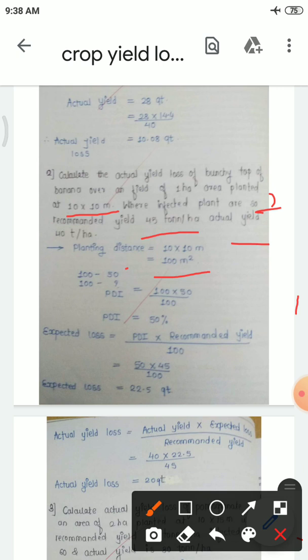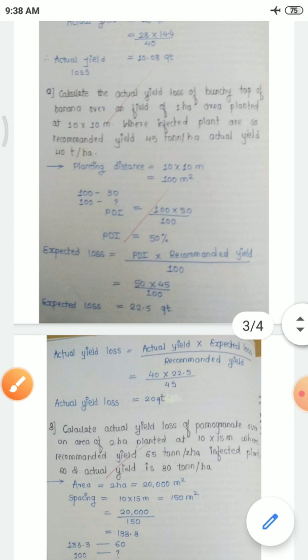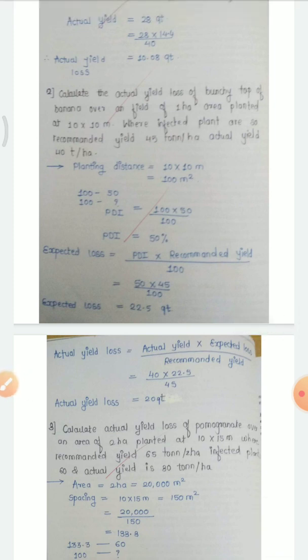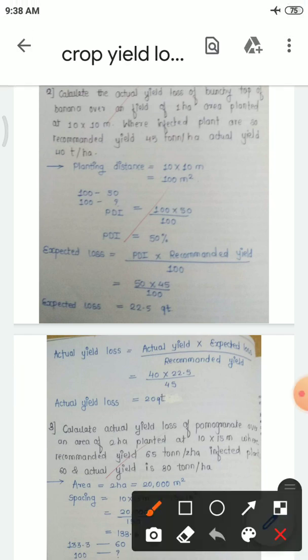For calculation of actual yield loss, first of all we calculate the value of PDI on the basis of given data. Again, just put the value in the given formula, that is we have to calculate expected loss. So what is the formula for expected loss? Expected loss is equal to PDI into recommended yield divided by 100. The recommended yield is also given here, that is 45 tons per hectare. So expected loss is equal to PDI, that is 50, into recommended yield, that is 45, divided by 100. In that way we get the value of expected loss, that is 22.5 quintals.